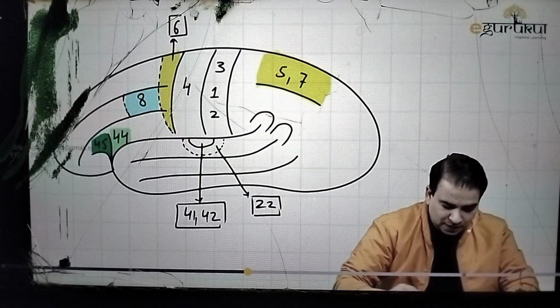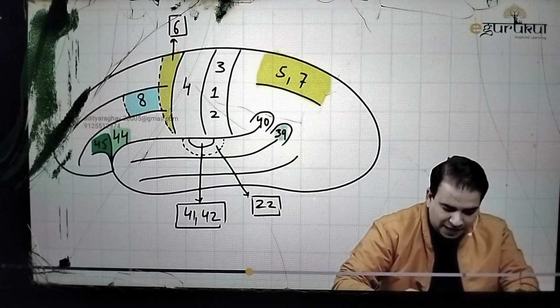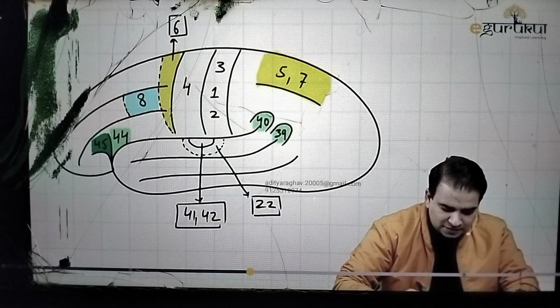And then guys, this is area number 39 and 40. As you can see, you already know the name here. 39 is in the angular gyrus and 40 is in the supramarginal gyrus. 39 and 40. So some important areas.